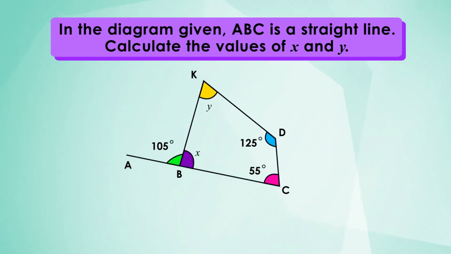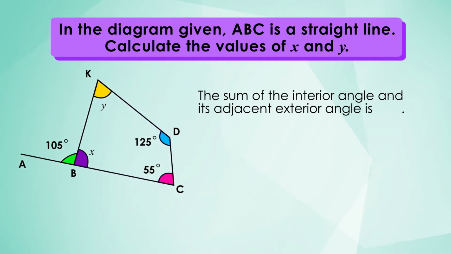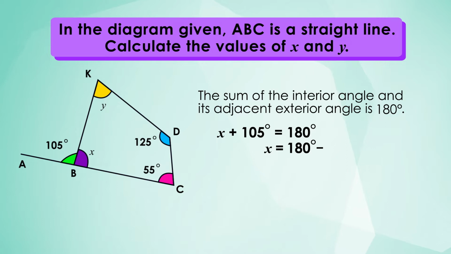Perhaps an example will give you a better understanding. In the diagram given, ABC is a straight line. Calculate the values of x and y. Let's look at the solutions. As the sum of the interior angle and its adjacent exterior angle is 180 degrees, we can find x by subtracting 180 degrees with 105 degrees, which is the exterior angle given in the diagram. X is equal to 75 degrees.